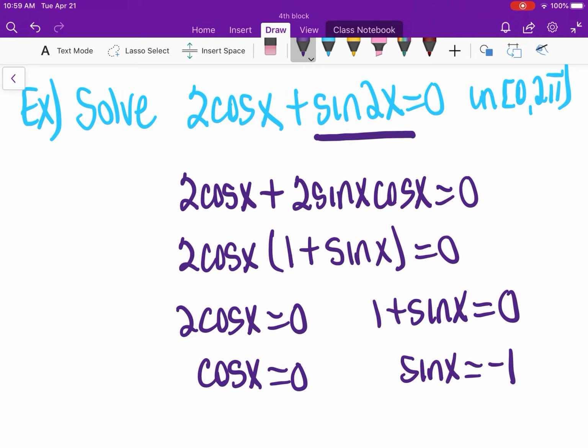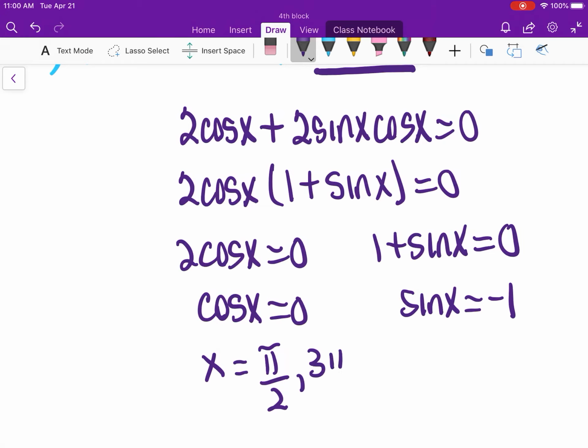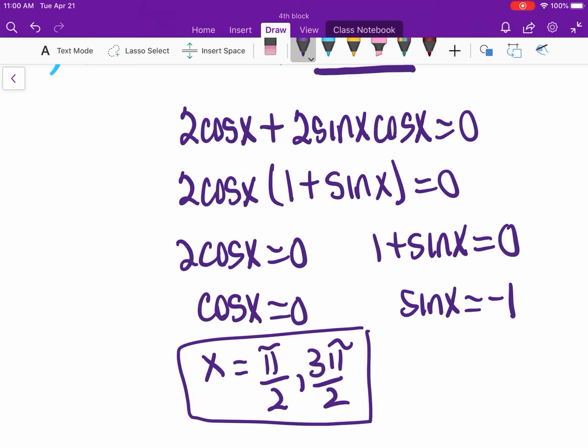And where on your unit circle is cosine equal to 0? Okay, and that would be at pi over 2 and at 3 pi over 2. And then where is sine equal to -1? Well, sine is equal to -1 at 3 pi over 2, but we already have that listed from our other factor, so we don't have to list it again. And so that's my answer.